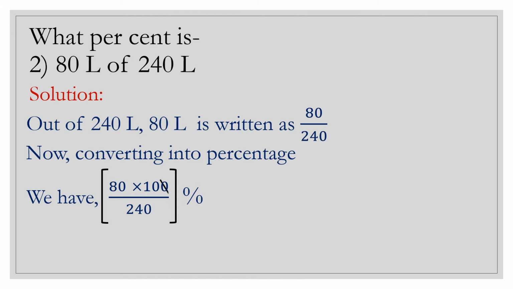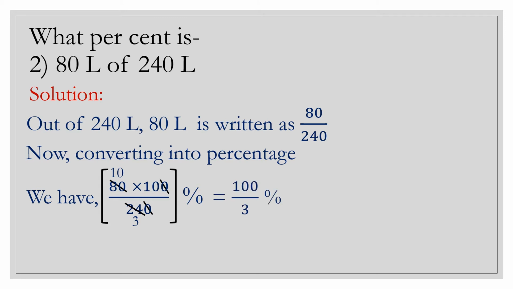Now simplify. Cut 1 0 by 1 0. See, 80 and 24 both are divisible by the same digit 8. So divide. 8 10s are 80 and 8 3s are 24. Now it cannot be further divisible. So do the multiplication. 10 10s are 100. So we get 100 upon 3 percentage.